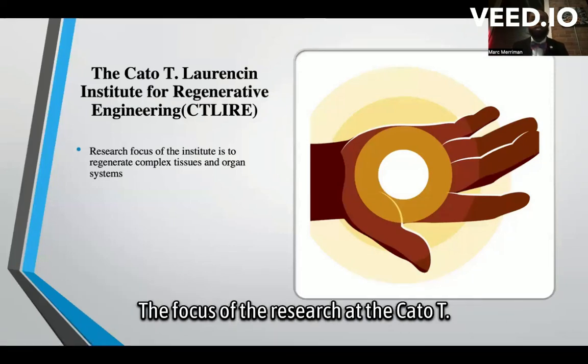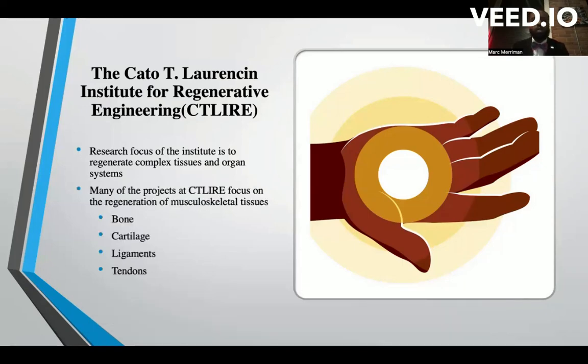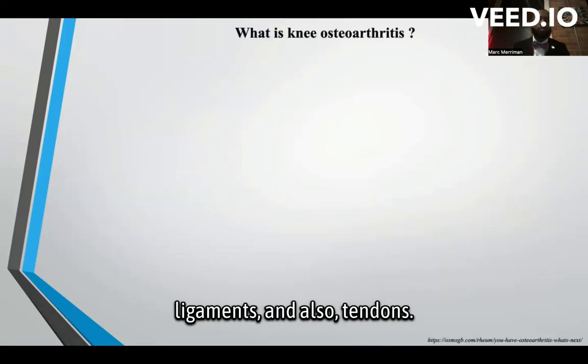The focus of the research at the Cato Laurencin Institute for Regenerative Engineering is the regeneration of complex tissues and organ systems. And many of the projects at the Cato Laurencin Institute for Regenerative Engineering are focused on the regeneration of musculoskeletal tissues, and that includes bone, cartilage, ligaments, and also tendons.